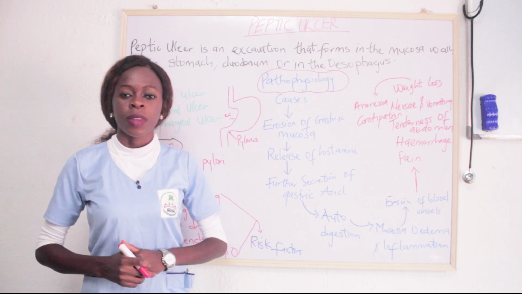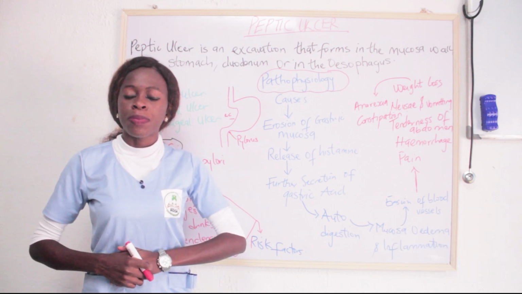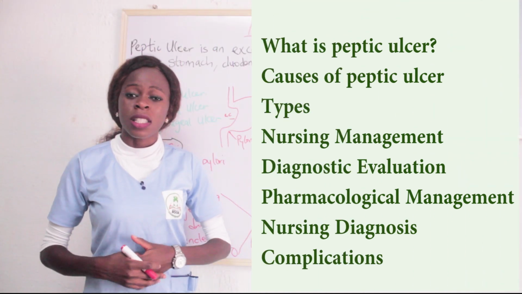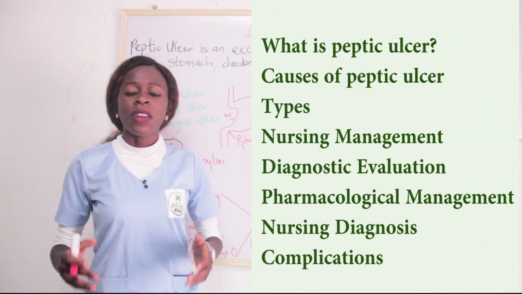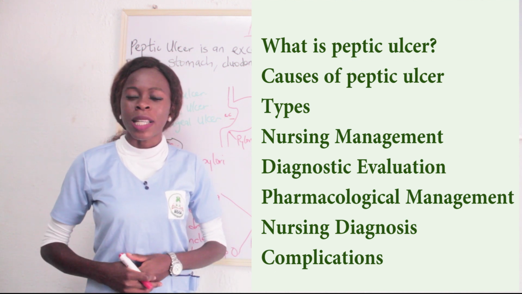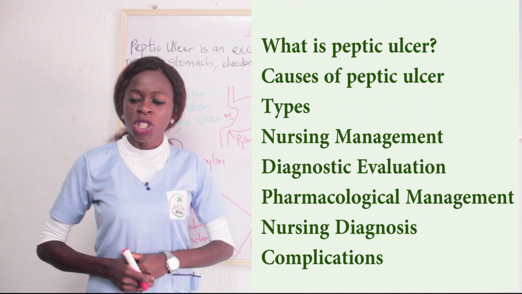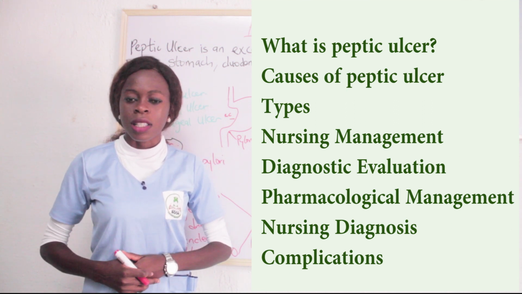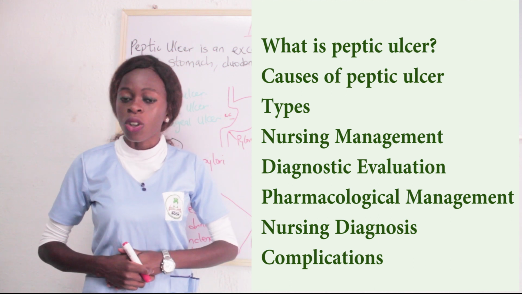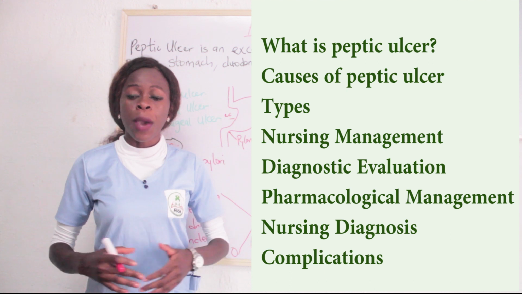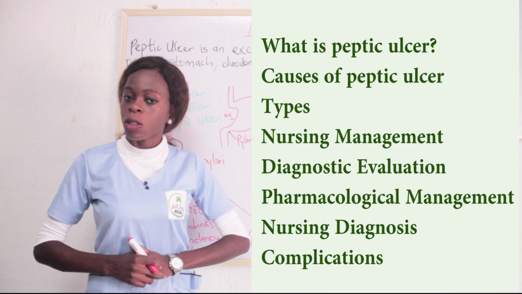Today we're going to be talking about peptic ulcer. What is peptic ulcer? What are the causes of peptic ulcer? What are the various types of peptic ulcer? What is the nursing management, the diagnostic evaluation, the pharmacological management, the nursing diagnosis, and also the complication of peptic ulcer? By the end of this class, you will be able to answer all these questions correctly.